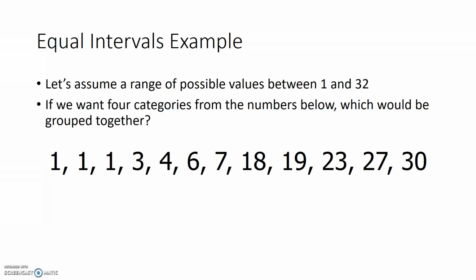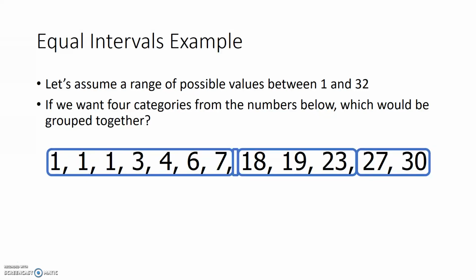So take a moment and pause the video if you'd like. Think about which numbers would be grouped together to make up this equal interval between 1 and 32 with 4 different groupings. And then, maybe once you've thought about it, continue on and we'll see how they group together.